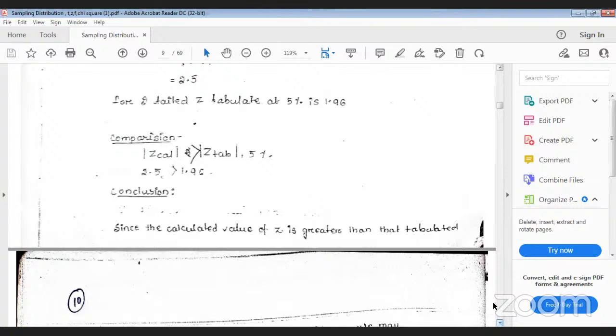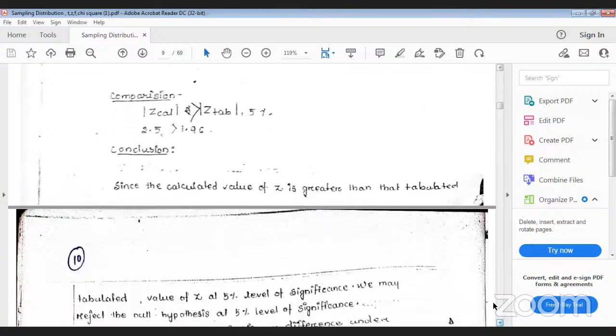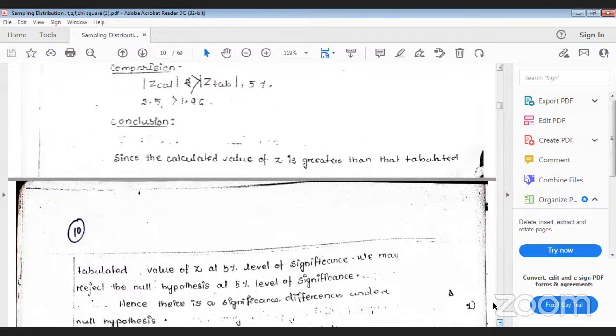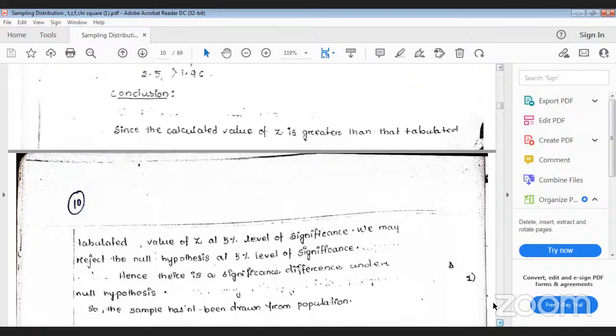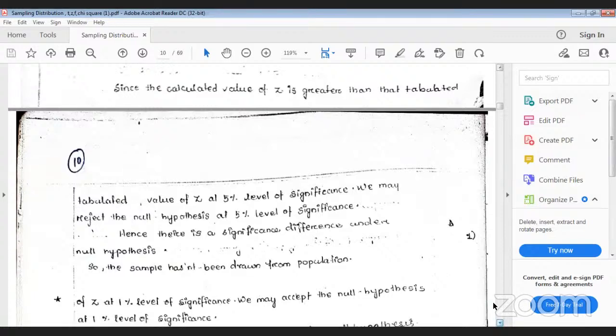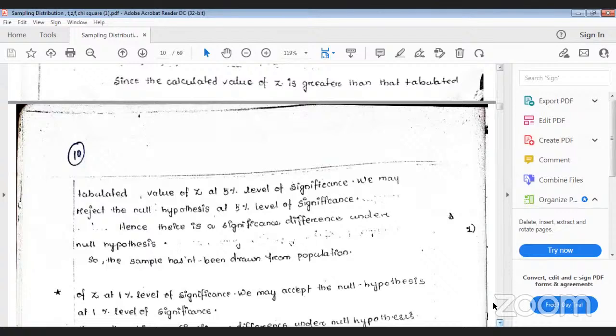Since the calculated value is greater than the critical value of Z at 5% level of significance, we may reject the null hypothesis. We may reject; always you write we may, because it is not 100% true. With statistical results, we are only calculating through a statistical test. That's why you have to write we may reject the null hypothesis at 5% level of significance. Hence, there is a significant difference under the null hypothesis. That means whatever null hypothesis we have taken, that mu is equal to 100, it is not equal. There is a significant difference, meaning they are not equal. So the sample has not been drawn from the normal population.